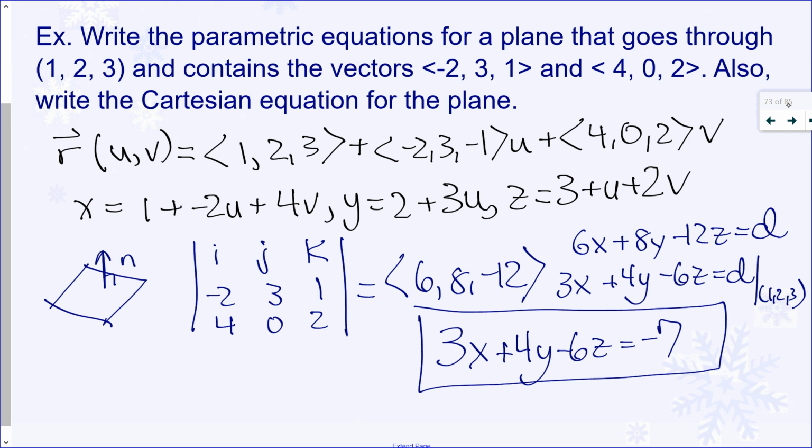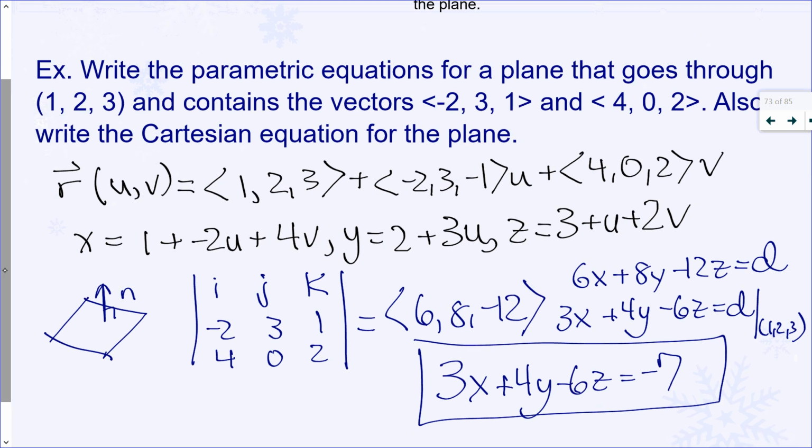So if asked, you have many different versions of plane equations. You have the Cartesian version, and you have the parametric equations, and then you have the vector valued function with the two parameters. Questions on that? Abhi?